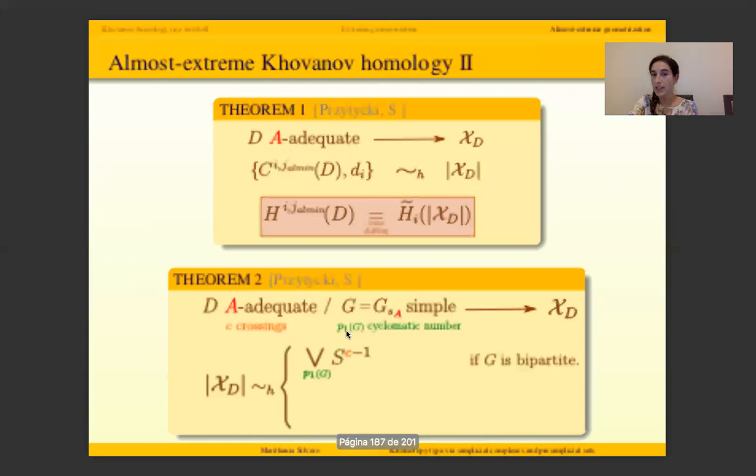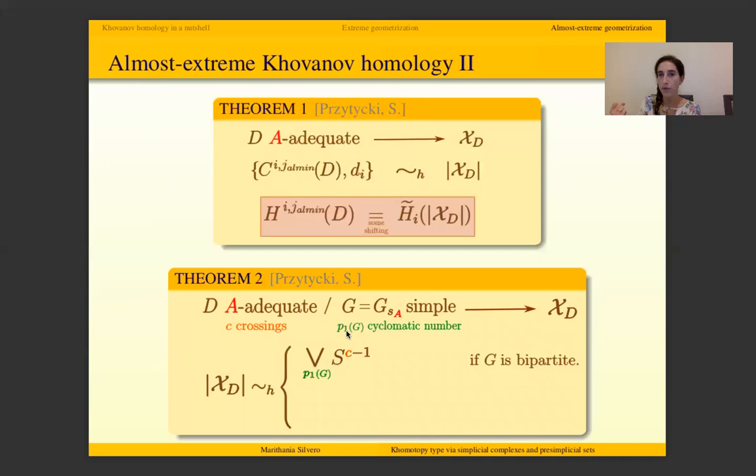The cyclomatic number is just the number of edges that you have to remove from the graph so you cut all cycles, okay? The minimal number of edges you have to remove so you don't get cycles in the graph. So the homotopy type of this partial presimplicial set that we get is, if the graph is bipartite, a wedge of P1 spheres of dimension C minus one. And if the graph is not bipartite, then you change one of those spheres by the suspension of a projective plane, okay? And this is the exact homotopy type of the partial presimplicial set you get from the diagram.